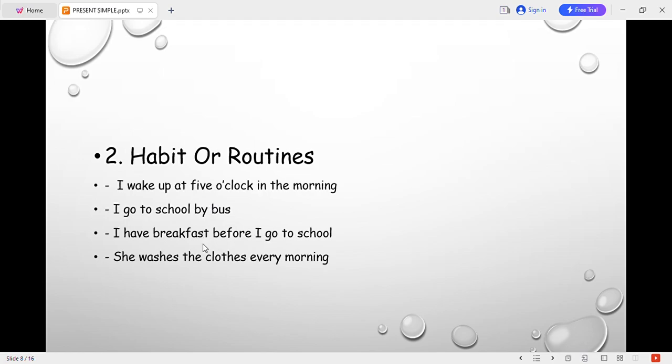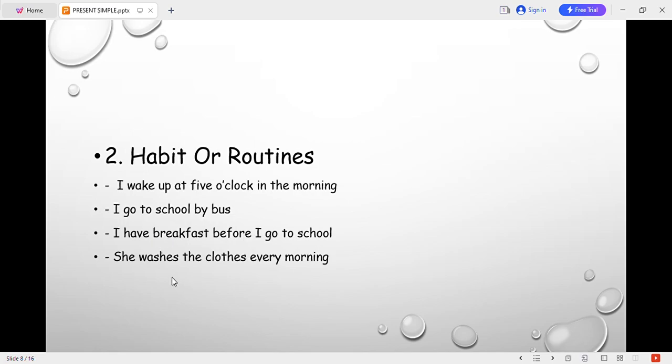Next, I have breakfast before I go to school. The routine that is always done by the subject I is having breakfast before going to school. That is always done, the activity is always done by the subject I, by me.